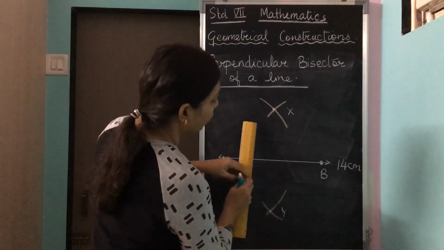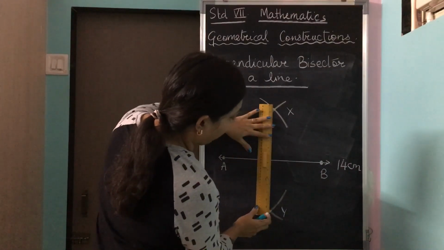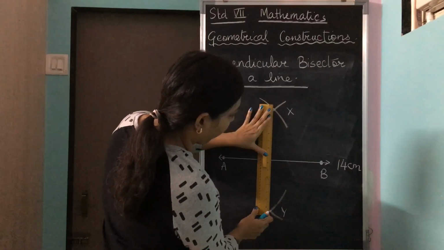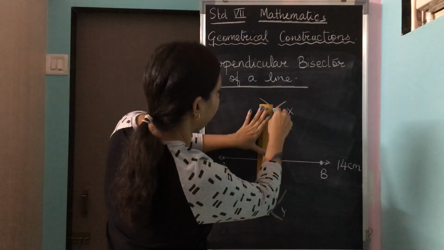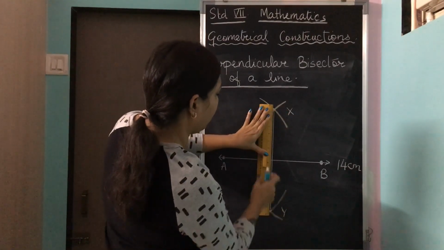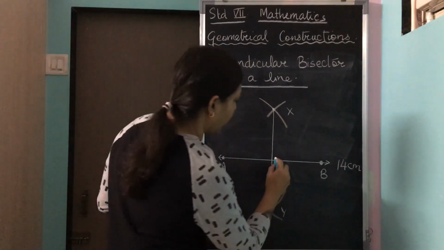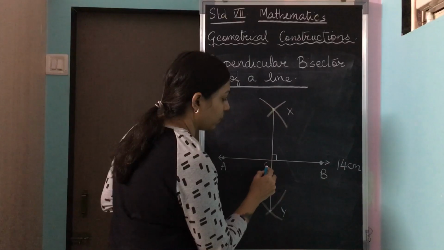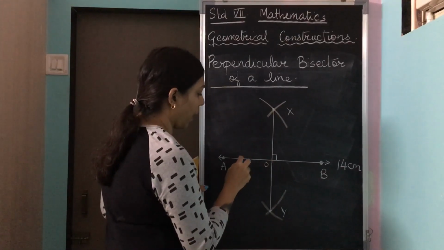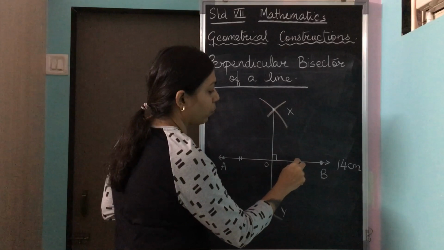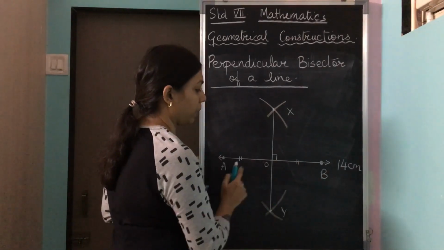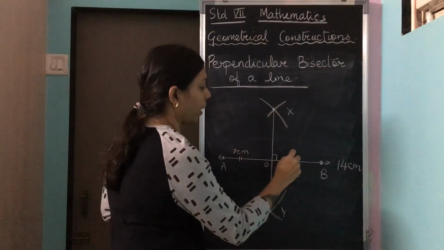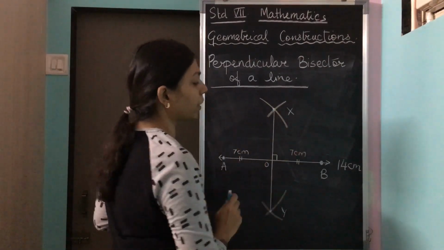And now I will join those points together. I'll take a ruler, adjust my ruler in such a way that point X and point Y are meeting each other, and then draw a straight line joining those two points together. So this will give me my 90 degrees angle. This is my point O, and I will give the indication showing that both the segments are equal. So this will be 7 centimeter and this will be 7 centimeters.